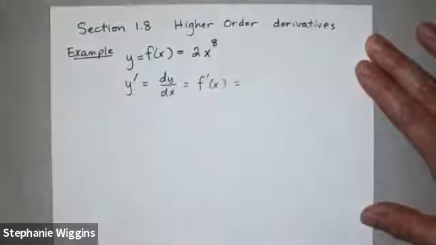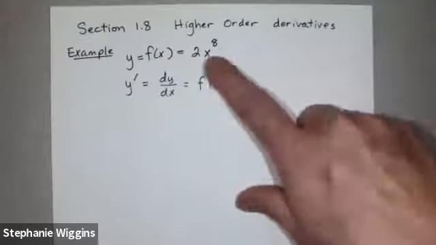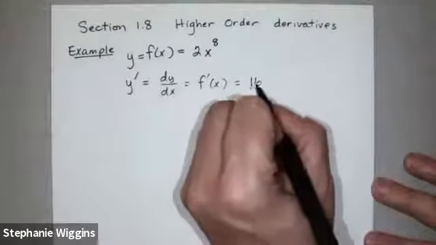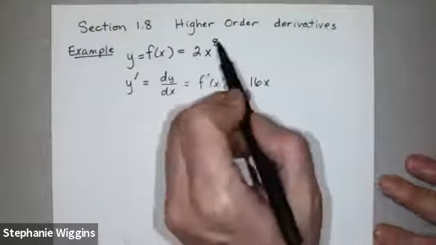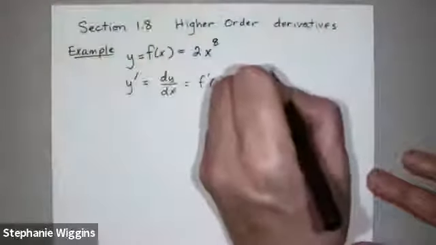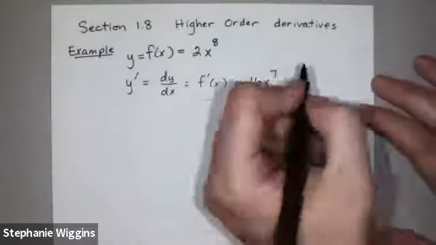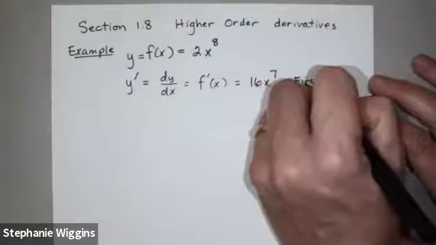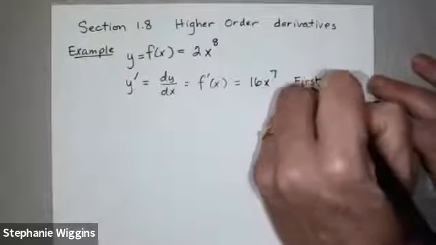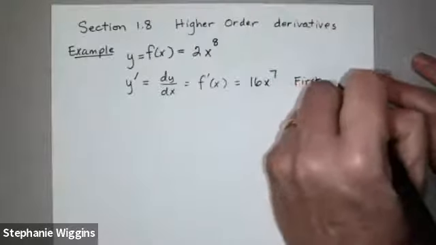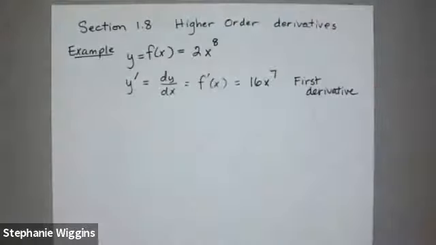And if I want to calculate the derivative, I just take 8 times 2, that's 16, subtract 1 from 8, and that will be 7. Okay? This is called the first derivative. So far, that's all we've talked about is first derivative. But there are higher order derivatives.